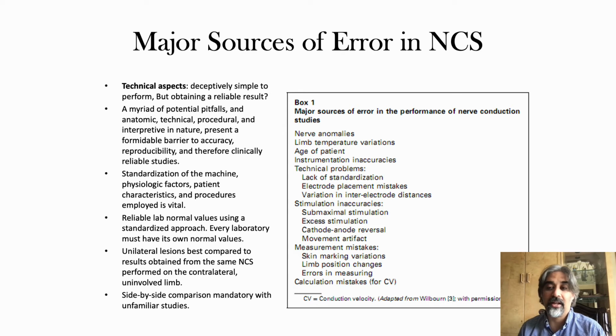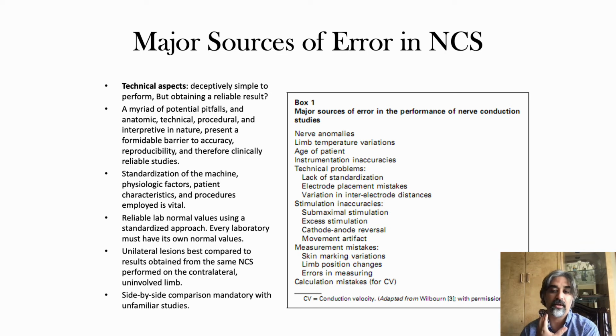You have to obtain reliable laboratory normal values using a standardized approach, normative data task forces. Major sources of error are shown in box 1 here from Dr. Wilborn's articles. Every lab must have its own normal values. Unilateral lesions are best compared to results obtained from the same nerve conduction studies performed on the other side, on the contralateral uninvolved limb.